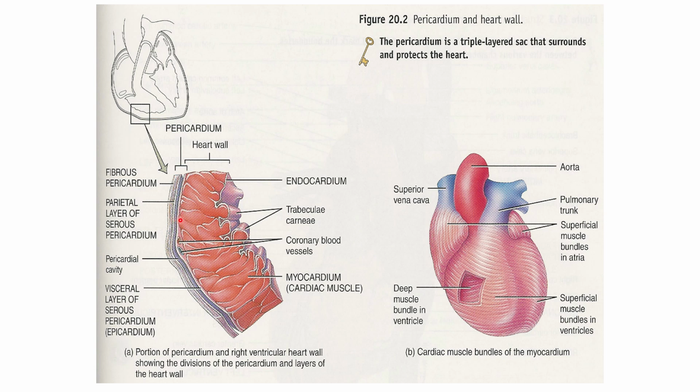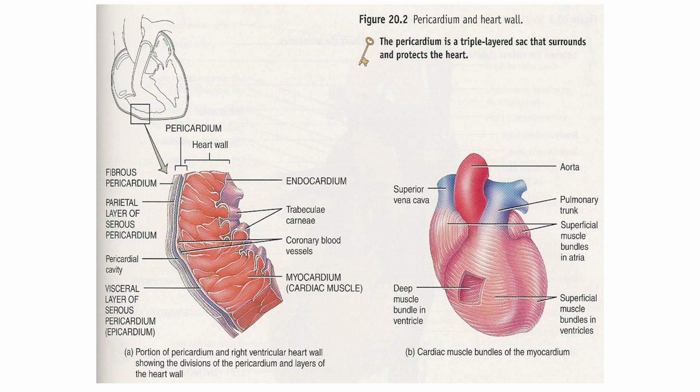So between these 2 layers of mesothelium, mesothelium is here and mesothelium is here, we have a cavity called the pericardial cavity. So you see, we call it visceral layer of serous pericardium inside, and this is the pericardial cavity, and the parietal layer of serous pericardium, and the fibrous layer of the pericardium.